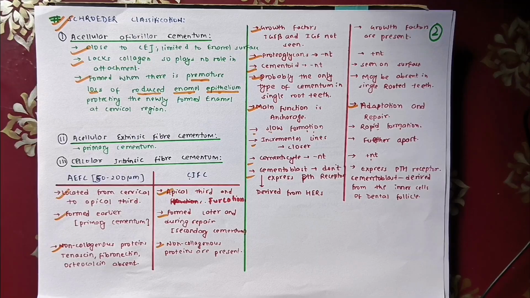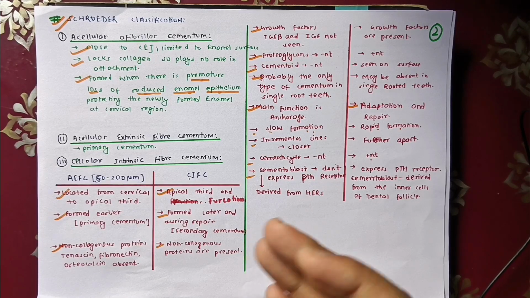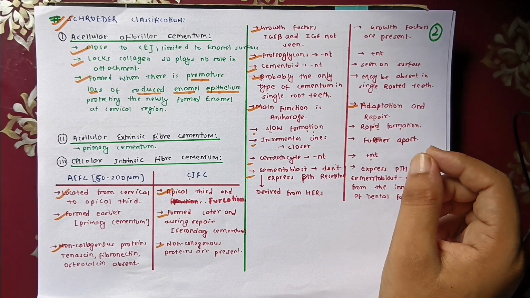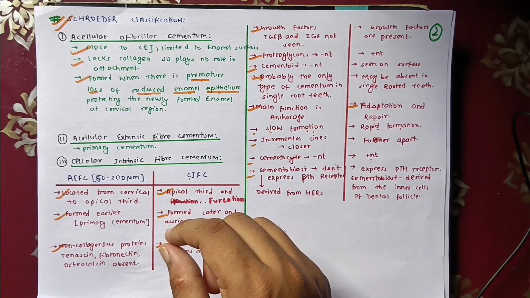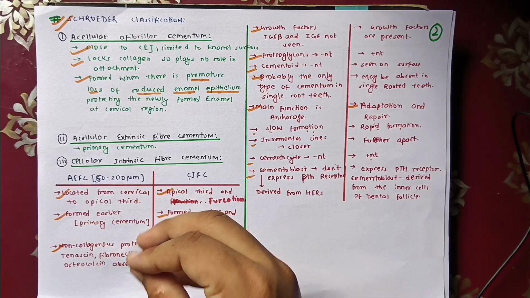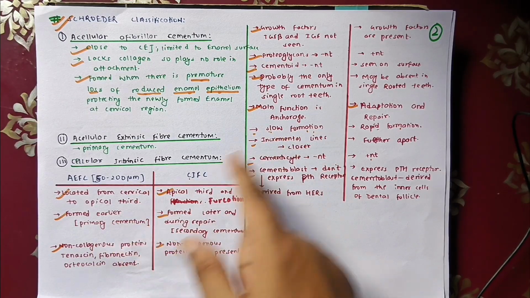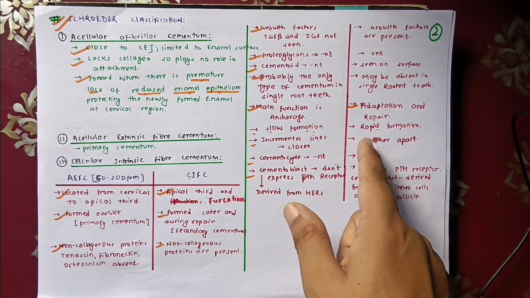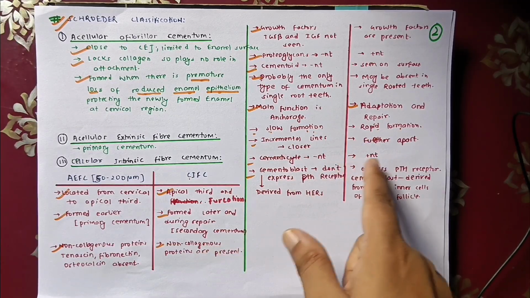Okay, so I'll once again recite all those points and you just listen to me. AEFC and CIFC. AEFC means acellular extrinsic fiber cementum and CIFC means cellular intrinsic fiber cementum. Acellular extrinsic fiber is found from the cervical third to the apical third, and CIFC at the apex and the furcation area. It is a primary cementum, as they are acellular, and this is secondary cementum. Just remember this: acellular has slow formation, rapid formation in cellular, similarly incremental lines closer here, further apart there, and cementocyte absent here, present there.